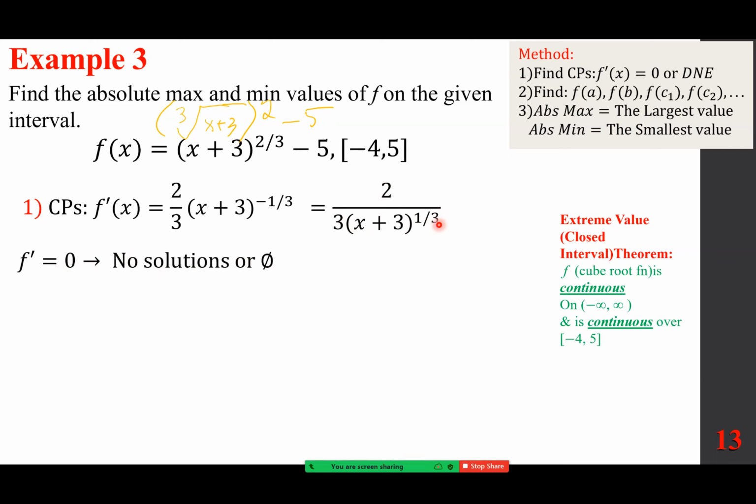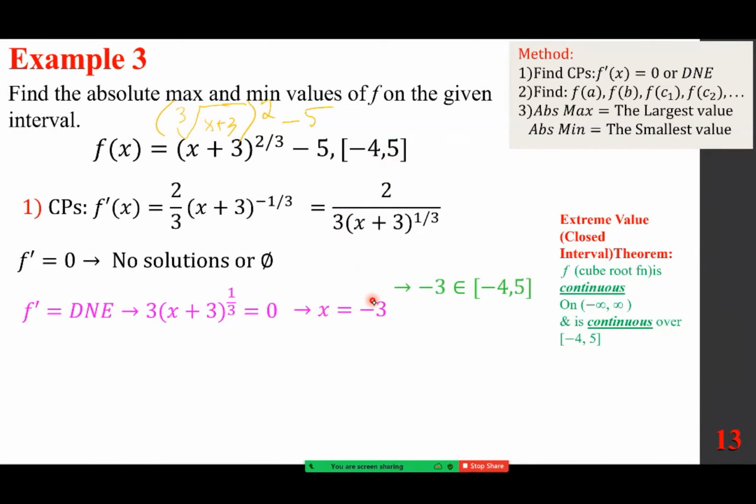f prime doesn't exist. A fraction does not exist when its denominator is 0. It doesn't exist, or it's undefined. So you set the denominator equal to 0, and you can clearly see that x must be -3 to add up to 0 with this. So x equals -3. Is this in between the given domain of -4 and 5? Yes. Therefore, we can use that. So -3 is between these two.